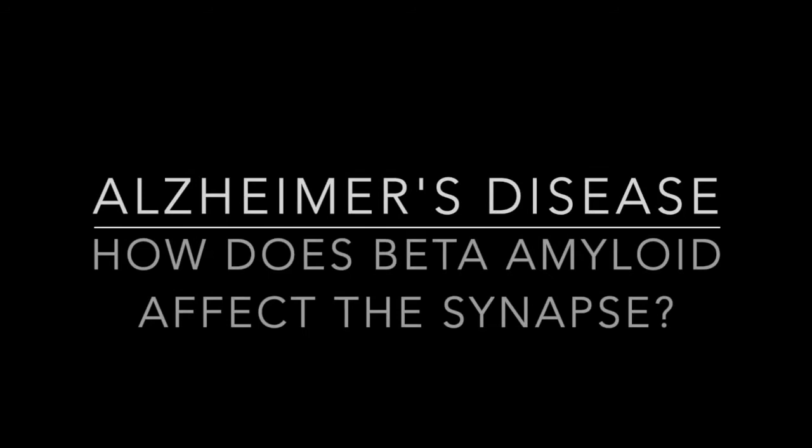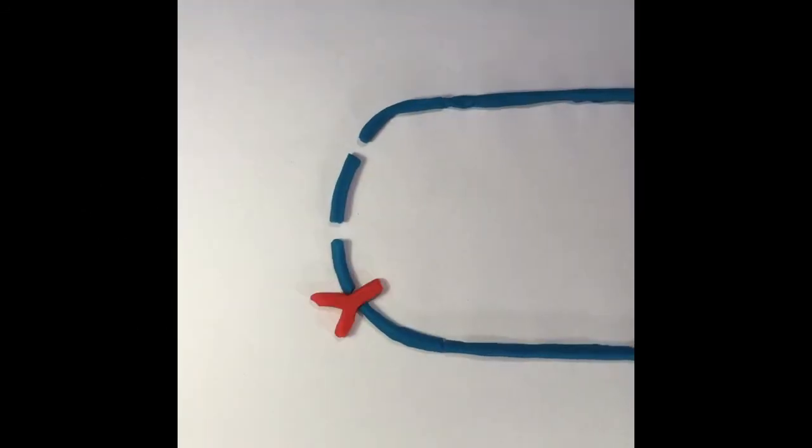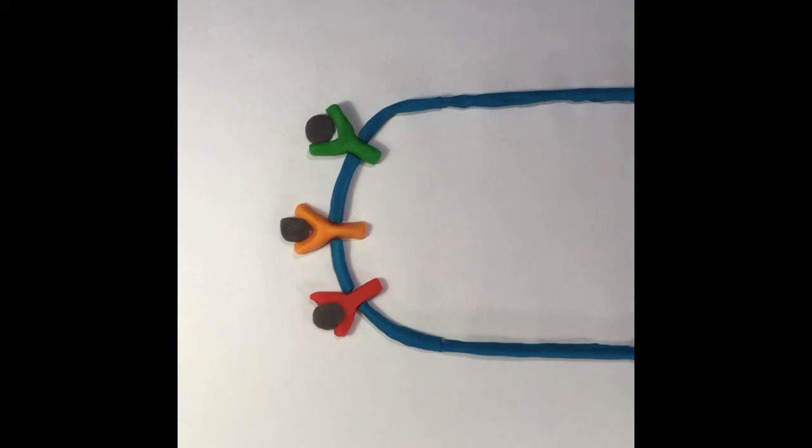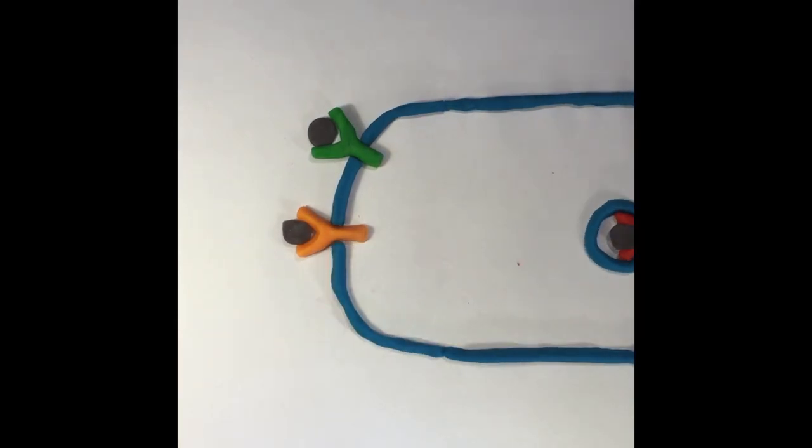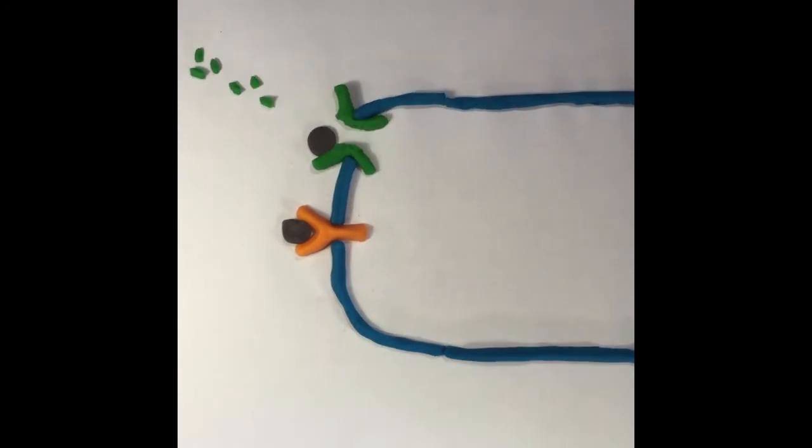Alzheimer's disease. How does beta amyloid affect the synapse? When released from cells in the brain, beta amyloid can bind to receptors, stimulating a range of responses. These include receptor endocytosis, improper enzyme activation, and ion channel opening, allowing an undesirable influx of calcium into the cell.